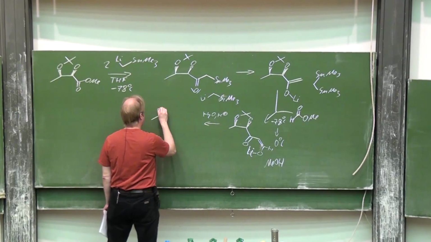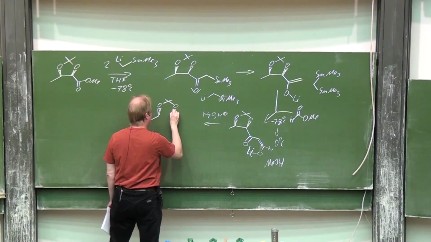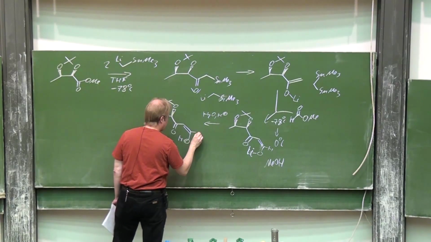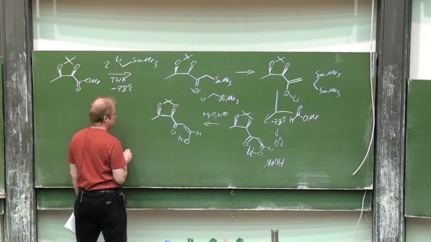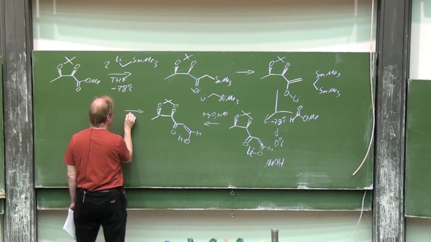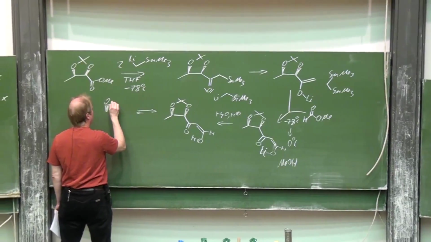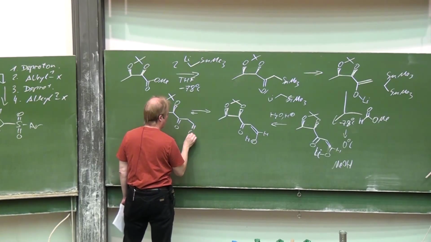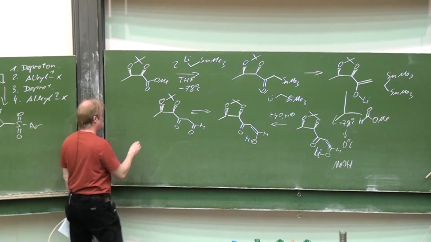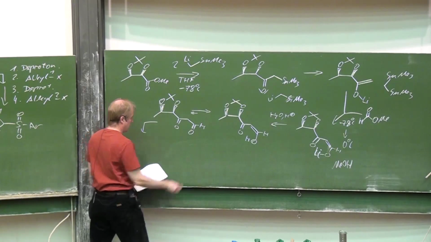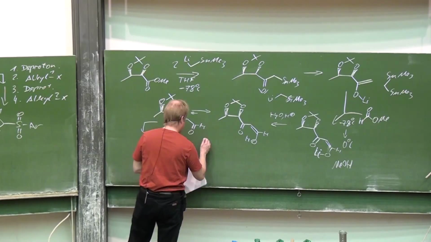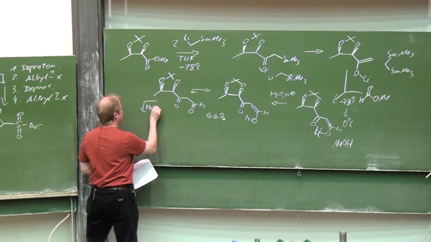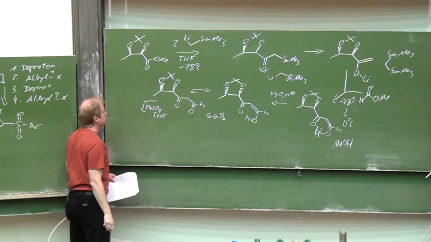Hydrolysis will give you that enol in equilibrium with the dicarbonyl compound, and now. Well, this was isolated in 66% yield. And the next step is treating that with sulfuric acid in THF.